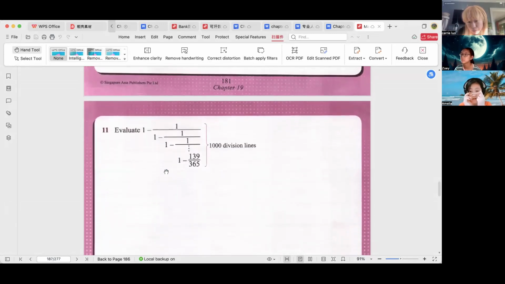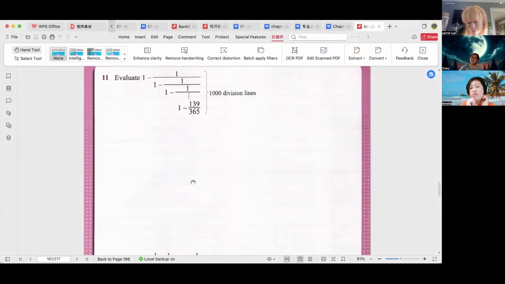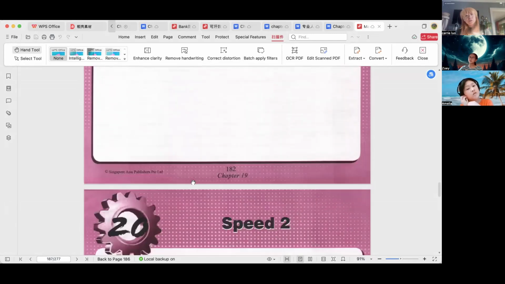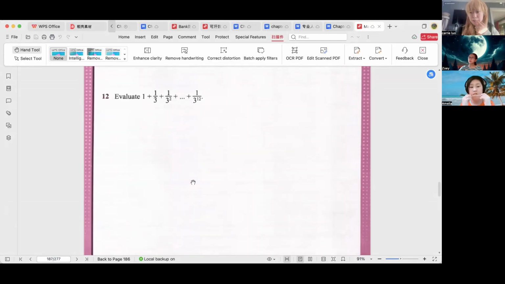Okay, so that's the same thing. This one is the same as the one we did earlier. 1,000 division line. So we need to find out the pattern, right? How many numbers are going to repeat? And this one is the last question. I want you to think about it. Get it? Okay, so that is today's class.